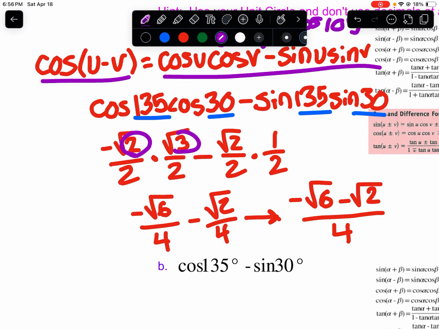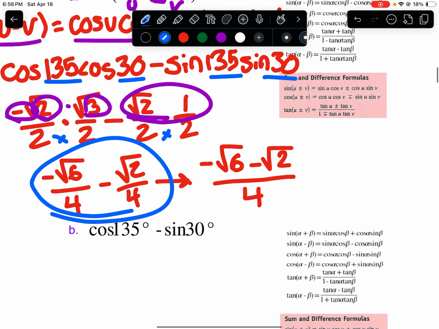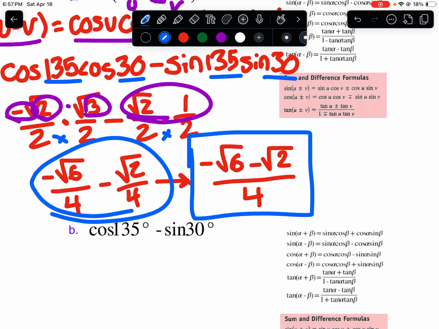But we can then simplify that. We can take the negative root 2 times root 3, and to do that we just take the 2 times the 3, and that's where we're getting the root 6, negative because it's a negative times a positive. Then our root 2 times 1 is giving us our root 2 right there. And because we're multiplying the bottoms, those 2 times 2 get us the 4s. The nice part is we already have a common denominator between these two fractions, so we can combine them into one fraction of negative root 6 minus root 2 over 4.